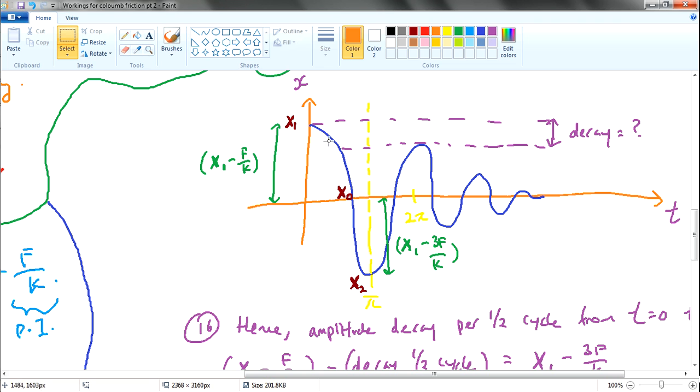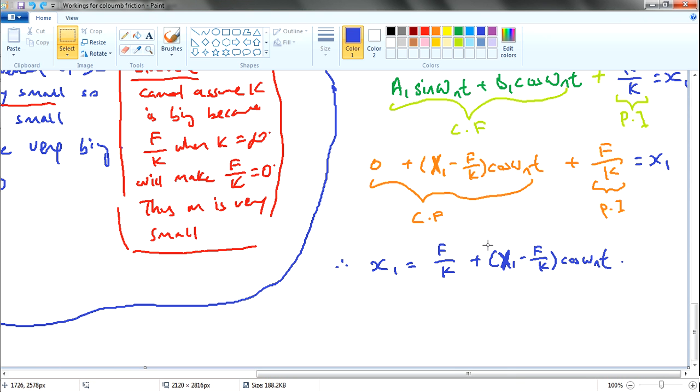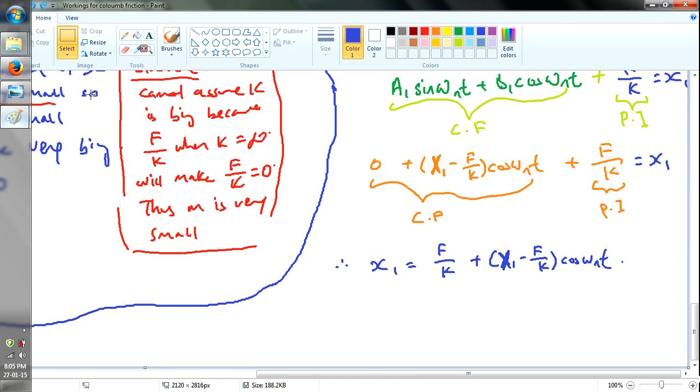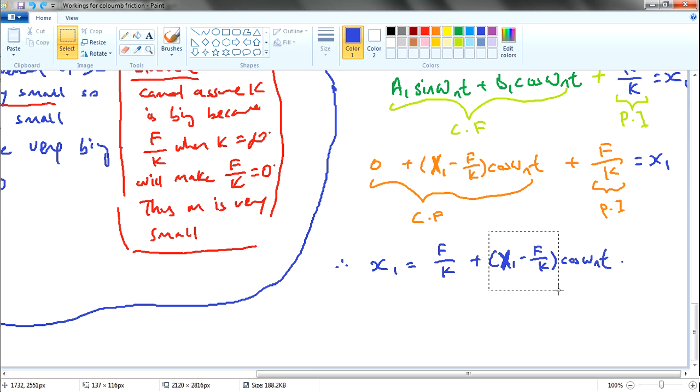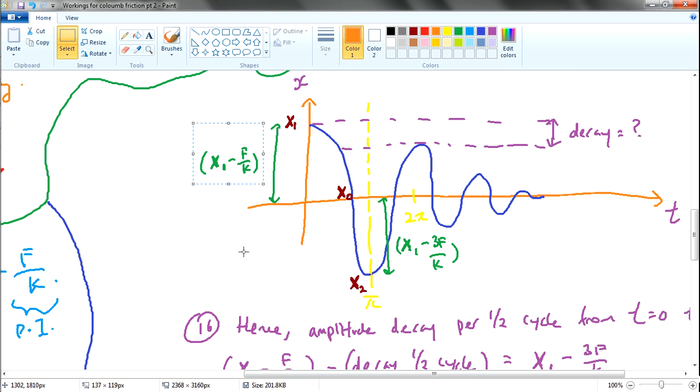And then we have half cycle from 0 to pi and from pi to 2 pi. So at first we derive this portion over here, which is x0 minus f over k, if you remember. X1 minus f over k, sorry. So it's this portion over here. Let's ignore the cosine, the cosine is just the amplitude of the graph itself.